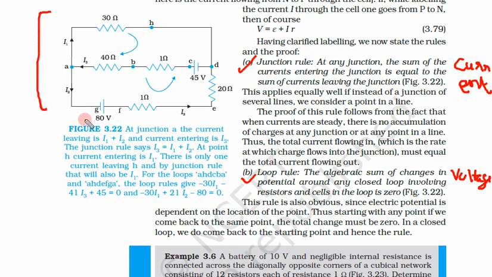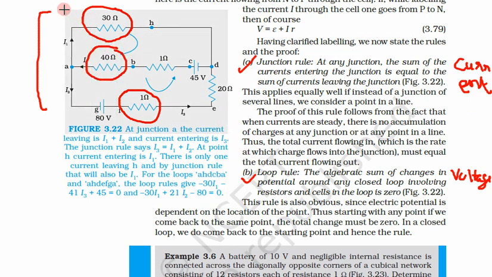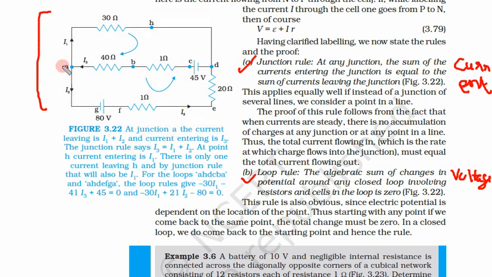Initially, we marked these resistors with some current. So this with current I1 going in, this with current I2 going in, this with current I2 going in. Once they are marked, let us understand what this figure says. At the junction A, current I1 and current I2 are leaving this junction and current I3 is entering this junction.